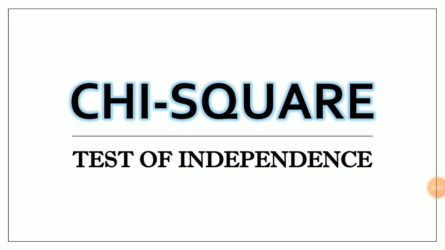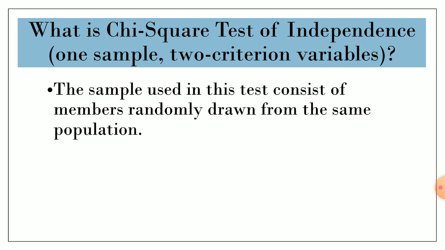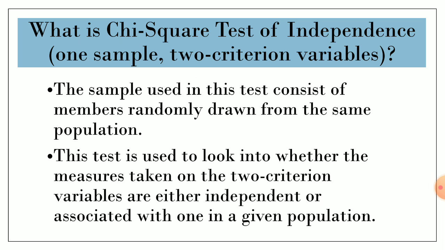In this video, I will discuss chi-square test of independence. What is chi-square test of independence? The sample used in this test consists of members randomly drawn from the same population. This test is used to look into whether the measures taken on the two criterion variables are either independent or associated with one another in a given population.